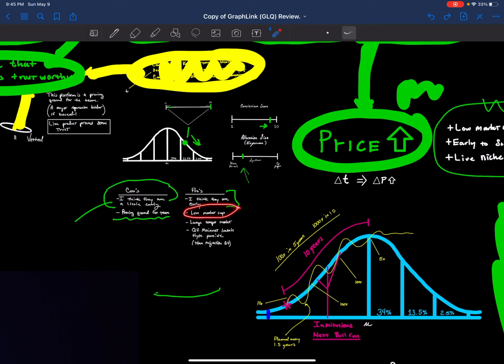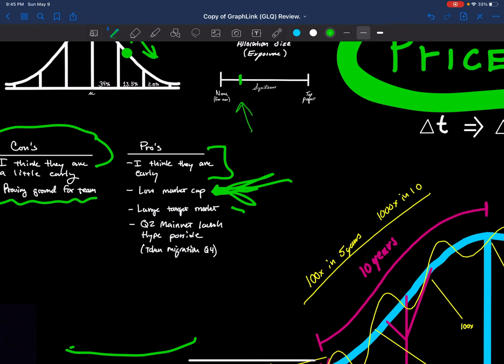It's a low market cap gem. These are hard to find in today's market, right? So this thing could be 100x sitting right in front of us. It could be 100x this year, right?